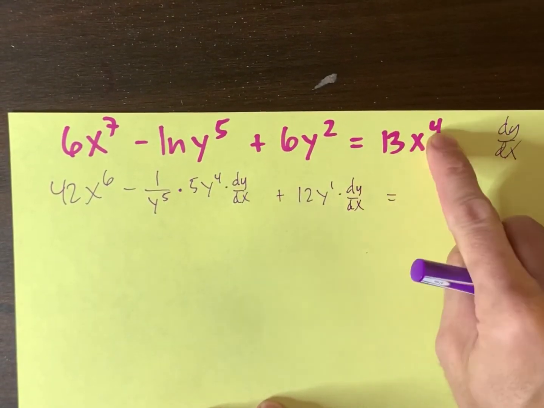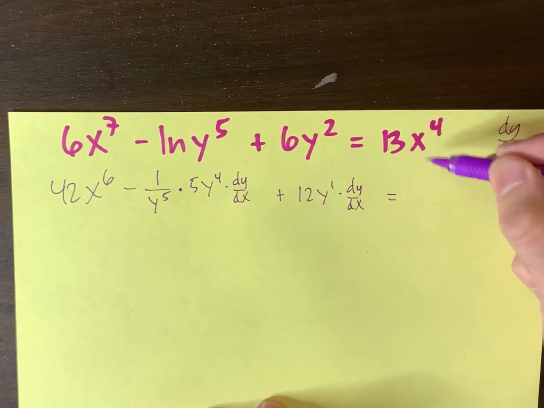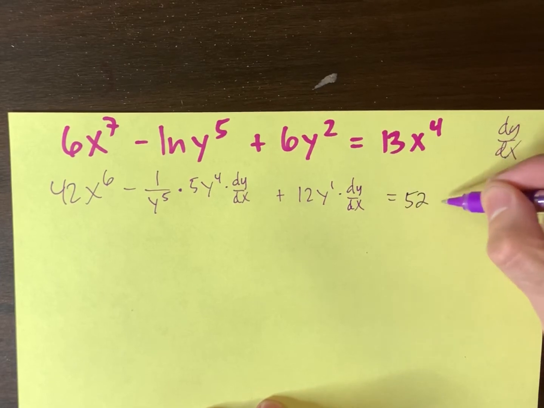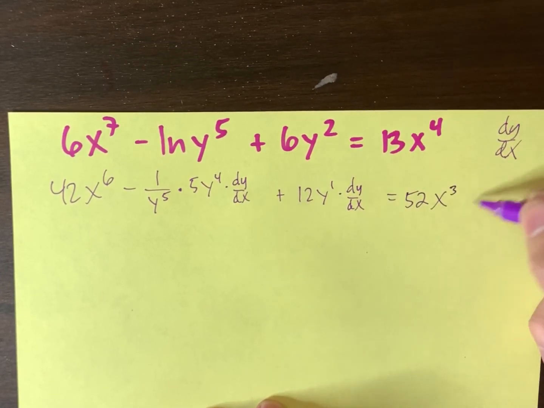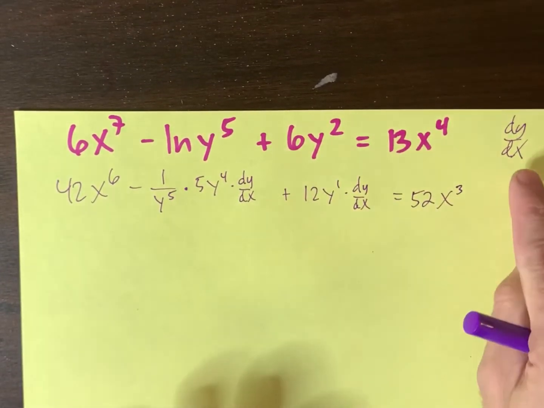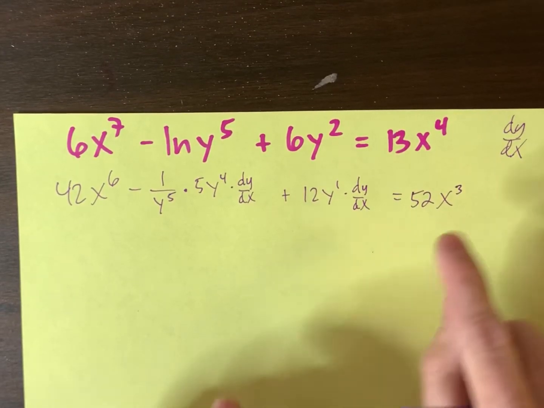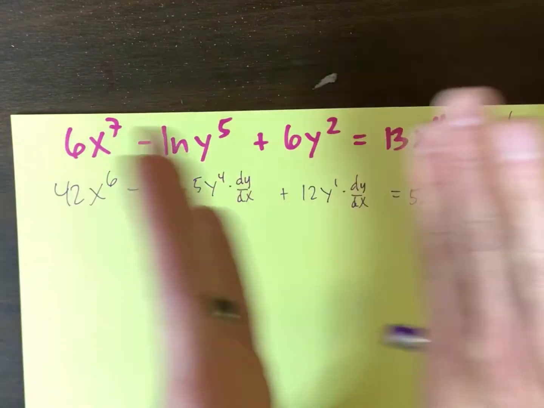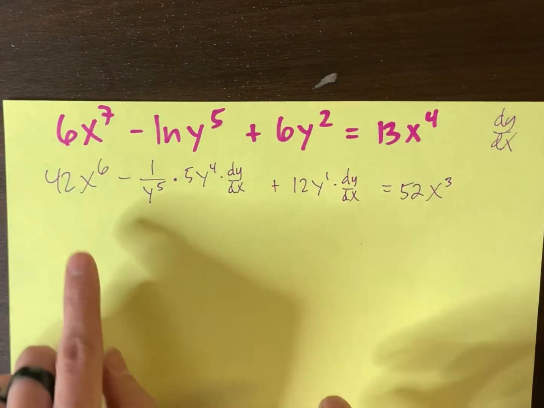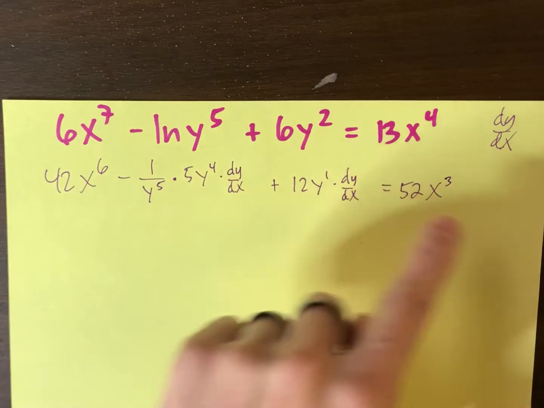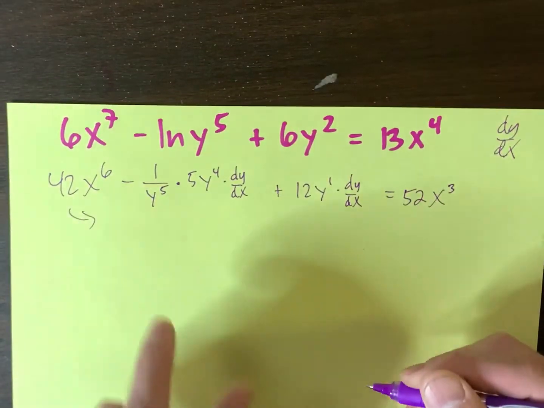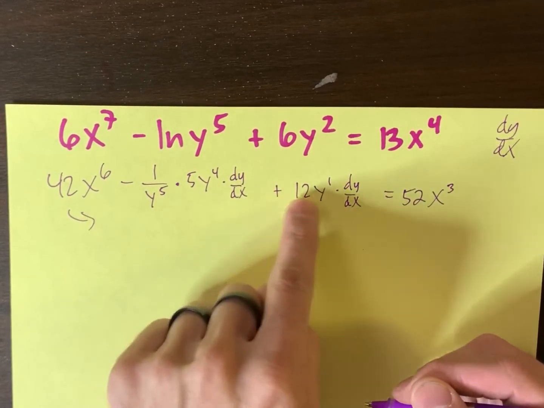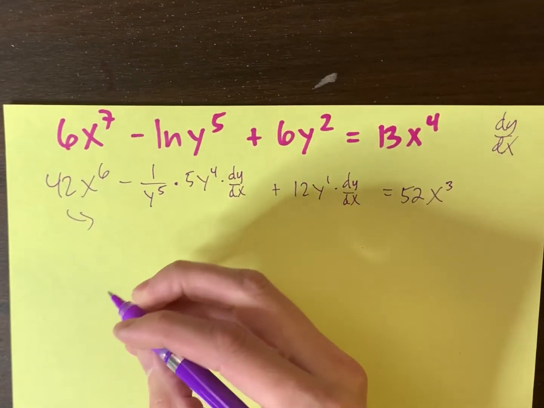And the derivative here would be, this was a 52, 13 times 4 is 40 plus 12, which is 52, x to the third, and there's no dy/dx there. So now the goal is to isolate dy/dx. So anything that has a dy/dx, I leave it on this side. Anything without, I move it to the other side. So I have this term here, which I'll move over there. This is one giant term, which is going to stay. And this is another big term, which is going to stay. So this is what I have.